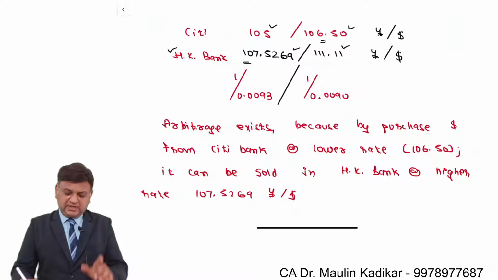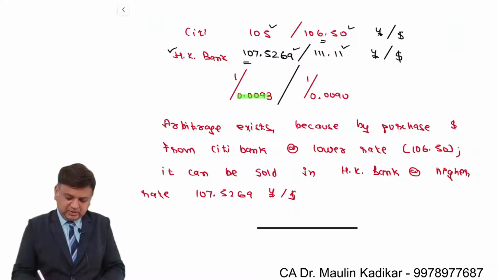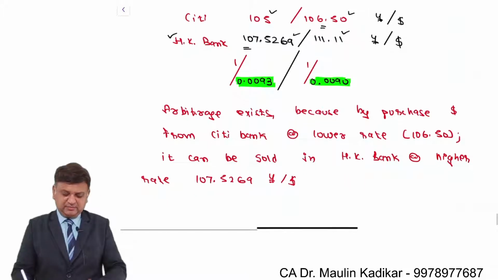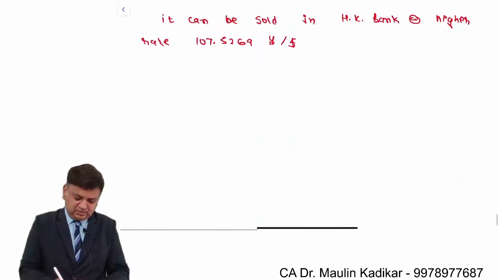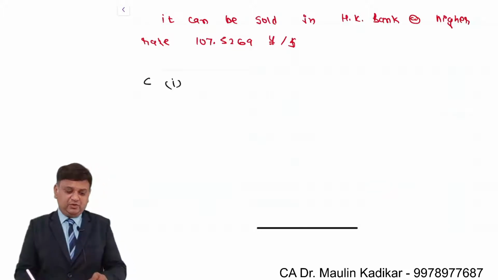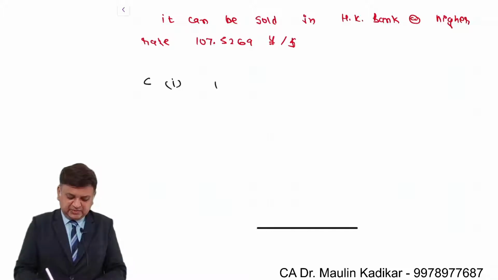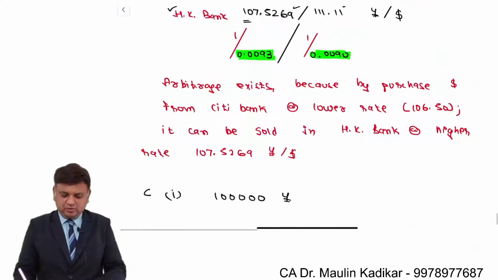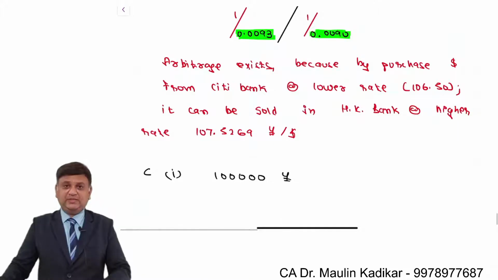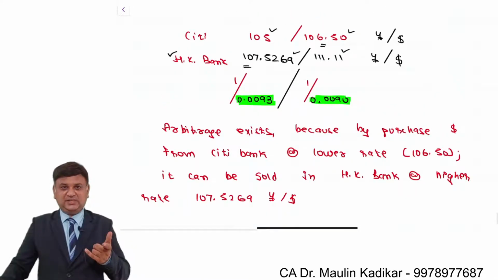Friends, be a little bit careful. Let's say you're required to make the reciprocal like this. We have done a few examples earlier, but just be careful. Now in the C part of the question, C1, the question says how will you make the arbitrage with 1 lakh Japanese yen? I want you to write the answer in the chat box, what would be the arbitrage with 1 lakh Japanese yen, because arbitrage exists.